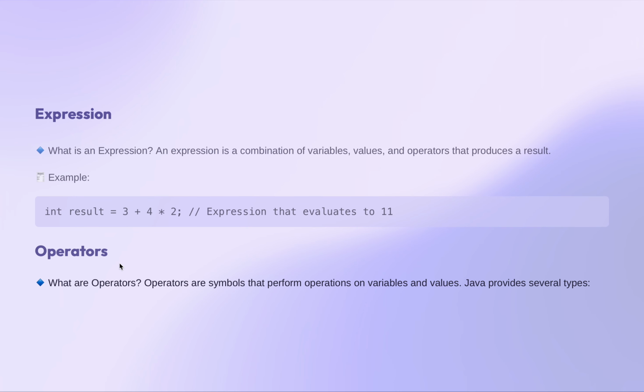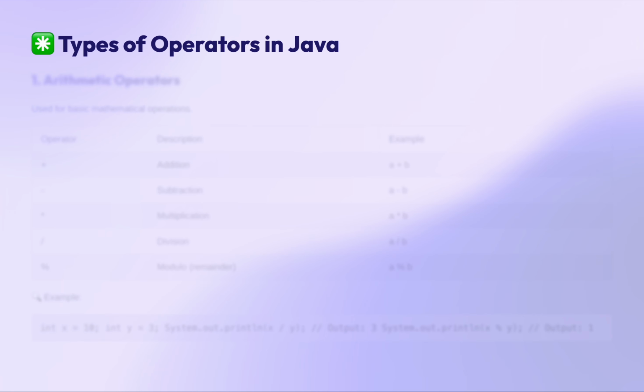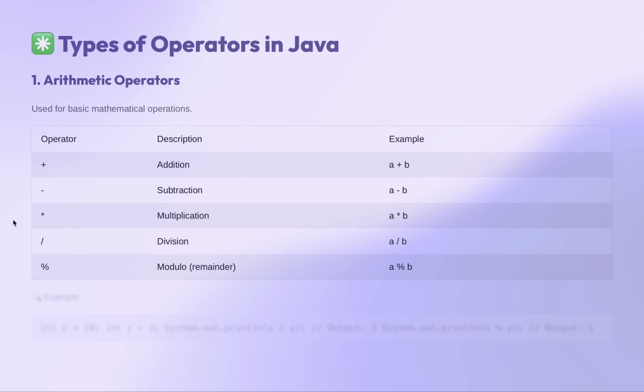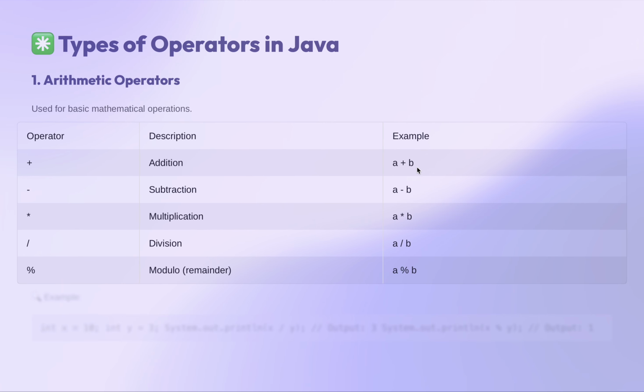Similarly, how many types of operators are there, and how are they classified? Let's look into it. They are classified into some types, number one, arithmetic operators. What do we mean by arithmetic operators? Arithmetic operators are used for basic mathematical operations. An operator used for basic mathematical operations is called an arithmetic operator. Here you can see the plus, minus, multiplication, division, and modulus operators. These are used for arithmetic operations.